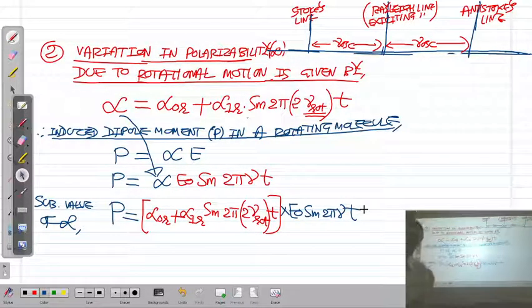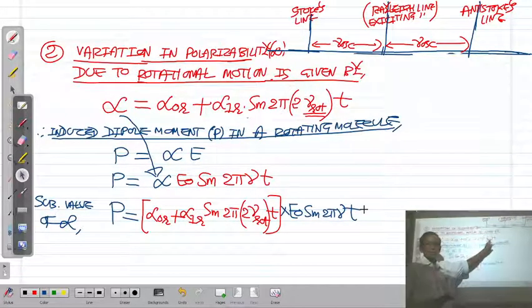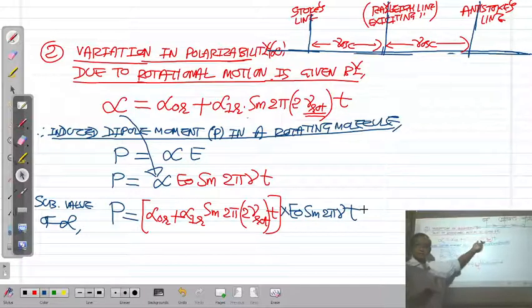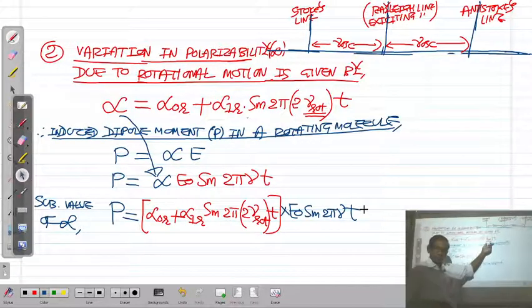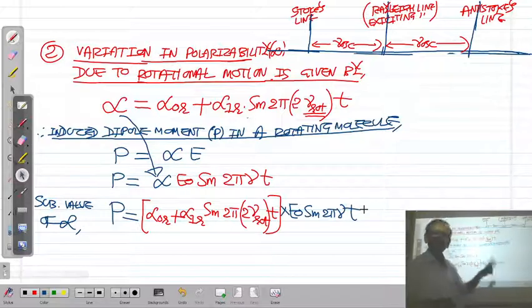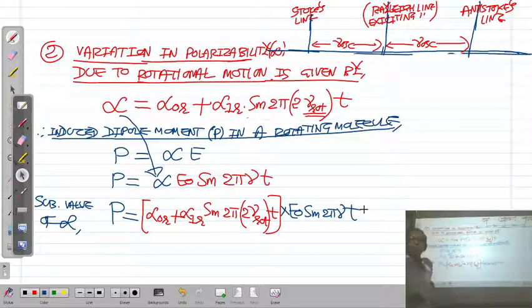Okay, here I have written 2 nu rho because during one rotation of the molecule, there are two positions at 180 degrees. There are two positions where the polarizability, and hence the induced dipole moment of the molecule, will remain the same. Two times during one rotation we get positions of the molecule where the dipole moment remains the same.